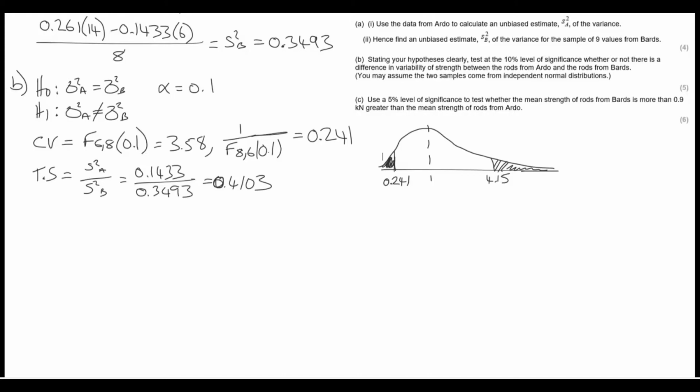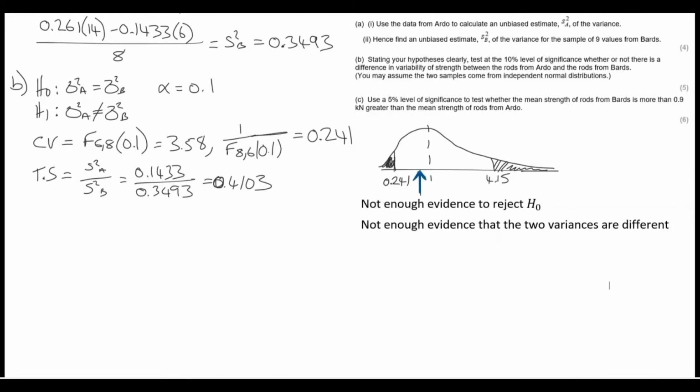The mathematical conclusion, there is not enough evidence to reject H0. And in context, there is not enough evidence that the variance in strength for the rods made by Ardo is different from the variance of the strengths of the rods made by Bards. Part C of the question asks us to test whether the mean strength of rods from Bards is more than 0.9 kilonewtons greater than the mean strength of rods from Ardo.